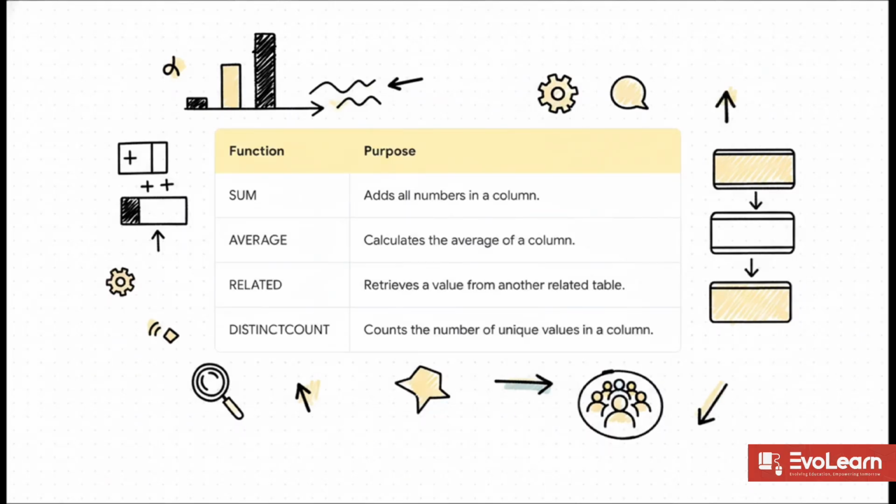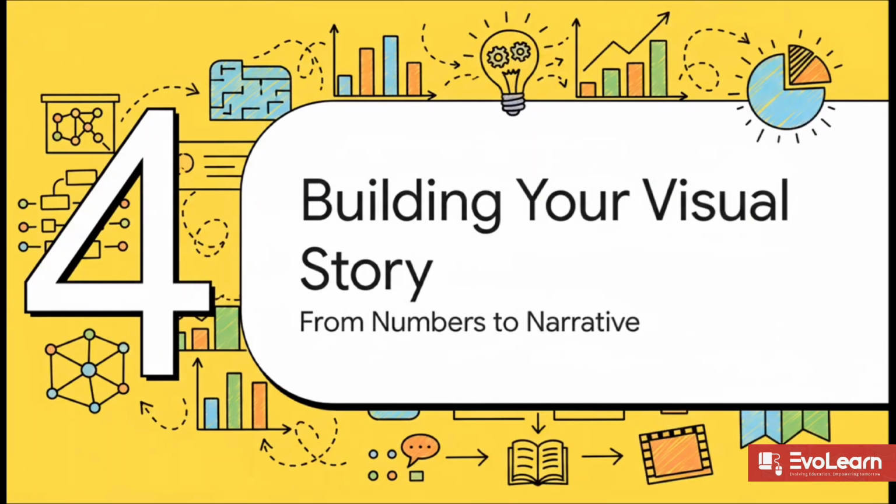So yeah, you've got your basics, like sum and average, but the real magic is in functions like RELATED that lets you grab a value from another table, which is possible because of the relationships we just built. Or something like DISTINCTCOUNT, which tells you how many unique customers you have, not just the total number of sales. It's incredibly powerful.